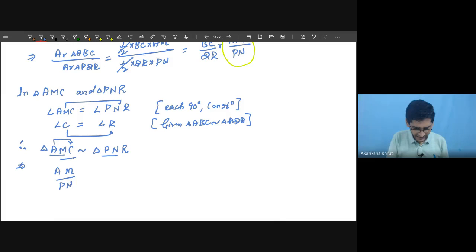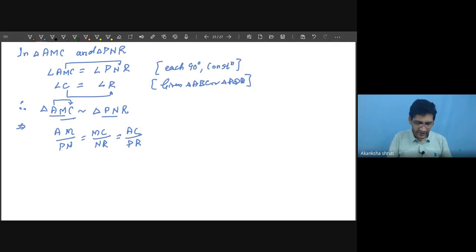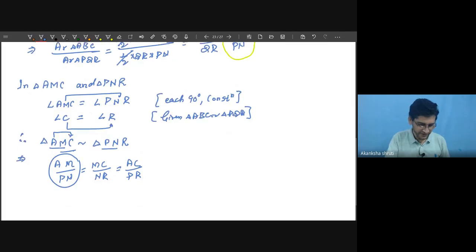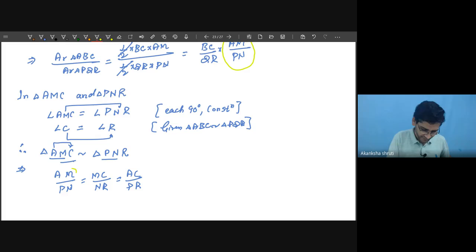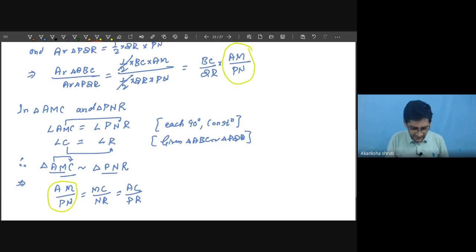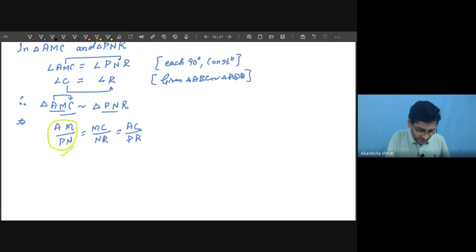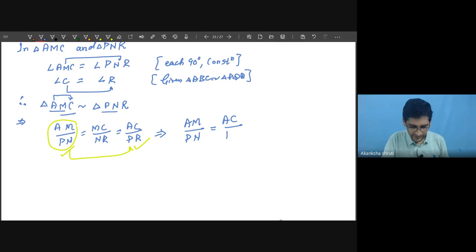Write down the ratios. AM by PN is equal to MC by NR is equal to AC by PR. We will finish in the next 10 minutes only. Don't worry. Now here we have AM by PN. Take this AM by PN and match it with this one. AM by PN is the perpendicular ratio, and it can be replaced by the side length ratio AC by PR. Though this is also equal to MC by NR, that is not useful. So I shall use this one. From this, we can write AM by PN is equal to AC by PR.